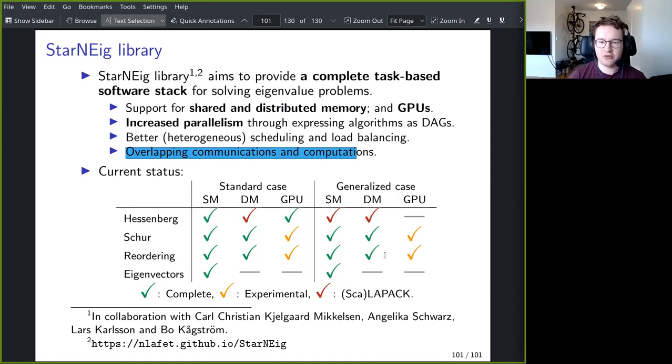And this is the current status of the library for the different steps that can happen when you're trying to solve the Eigenvalue problem, for the standard and generalized cases, in shared memory, distributed memory, and GPUs. This is somewhat outdated. Some of the more experimental things are not considered complete, but otherwise this is the current state of the library that I have been working on since 2017.